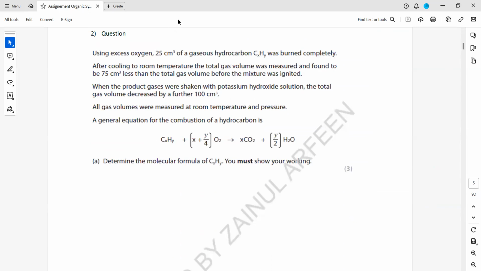Using excess of oxygen, 25 cm cube of a hydrocarbon completely burned, after cooling to room temperature, 75 cm cube less than the total volume. Determine the molecular formula of the compound. You must show your working. Like the total reduction in the volume is 75, like the reactant minus product, that total volume is equal to 75.